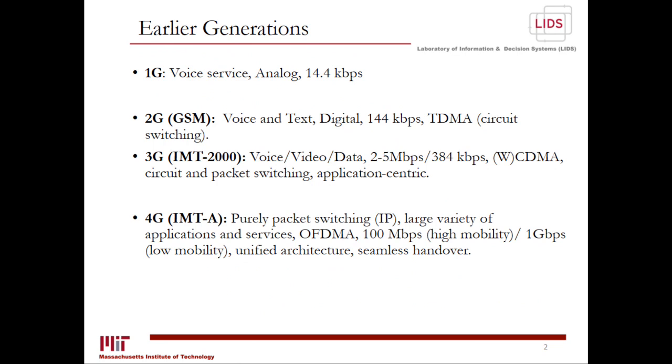The second generation came around the 90s, commercially known as GSM. The first digital system able to support voice and data with a download speed of 144 kilobit per second, and the first time division multiplex system. The third generation was able to support data, with much more upload and download speed, based on CDMA technology. And finally, LTE, the fourth generation, is the only purely packet switch technology, IP technology, with much more data rate based on orthogonal frequency division multiplexing, providing many different features, including seamless handover.